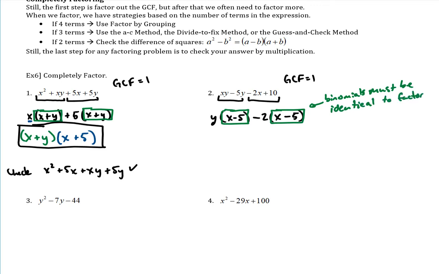Okay, so that means their signs have to match, the powers have to match, the numbers have to match, everything has to be the same. Anyway, and they are, so that's good. So that means we could just take x minus 5 out to the front, and then it looks like we have y minus 2 left over. So this y minus 2 is left over in the second set of parentheses.